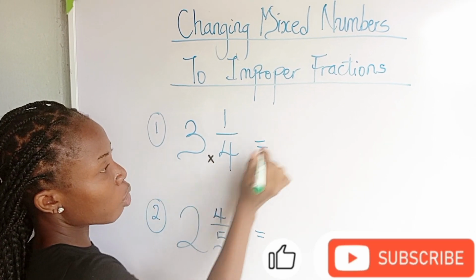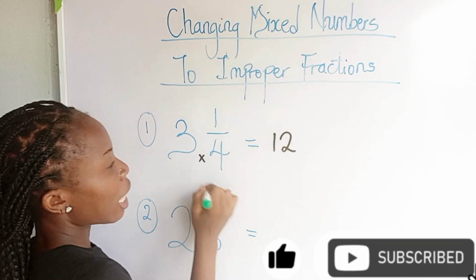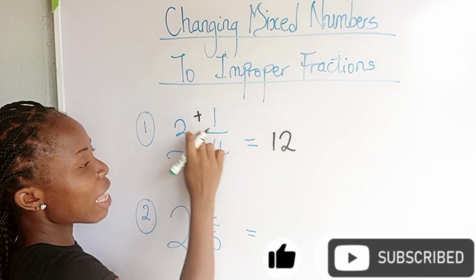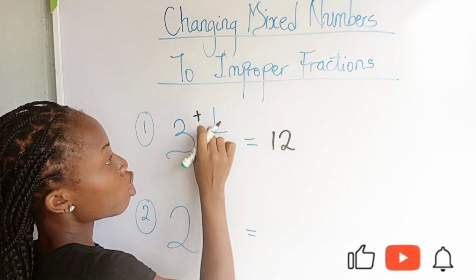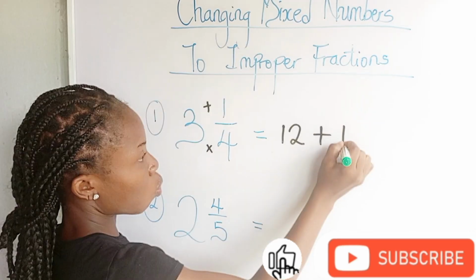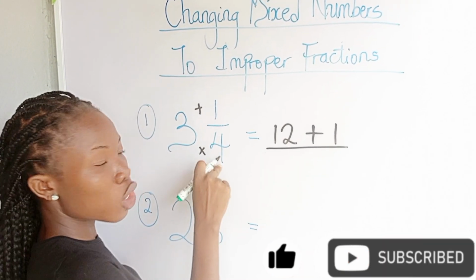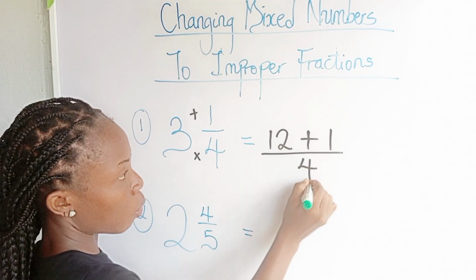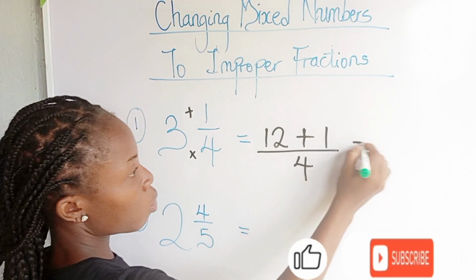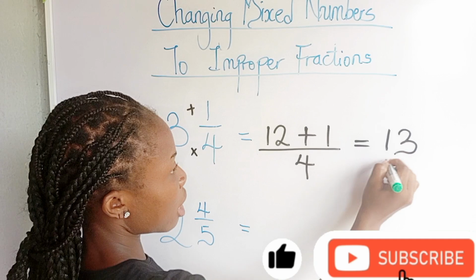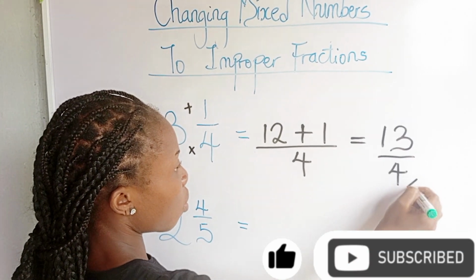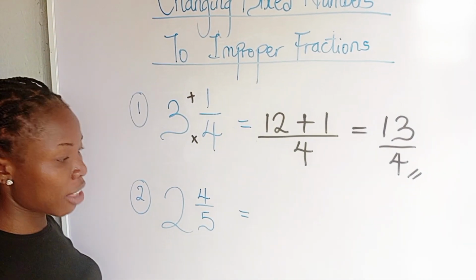So 3 times 4 will give you what? 12, and then you add whatever is your answer to your numerator, which is 1, all over your denominator, which is 4. So 12 plus 1 will give you what? 13 over 4, and that is the answer.